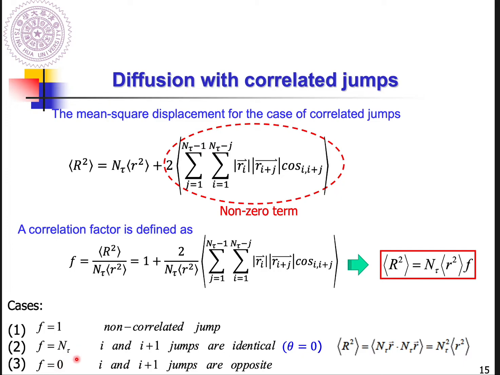And the other extreme case is f equals 0. So in what kind of situation will f become 0? That means the mean square displacement is 0. So that means this jump is to the right-handed side, and the next jump will be in the opposite direction, to the left-handed side. So go right, go left, go right, and go left. So that will result in the mean square displacement becoming 0.